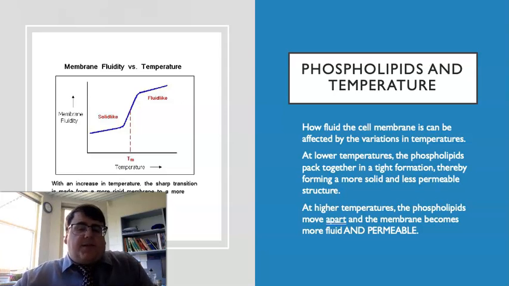So the cell membrane works the same way. In cold temperatures, the phospholipid molecules pack tightly together, less permeable. When they're hot, they separate further apart and the membrane becomes more permeable.